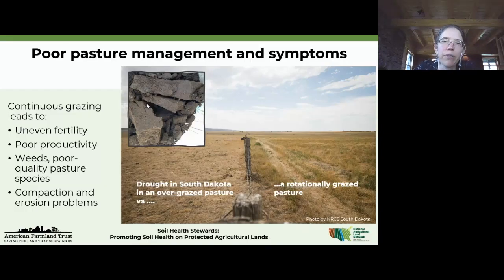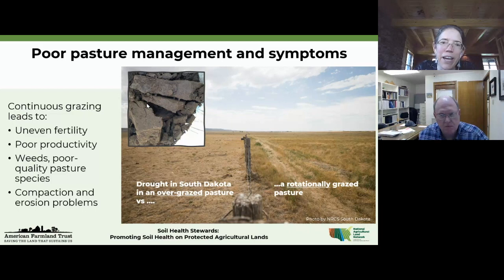Couple of words about pasture management, right? Grazing can be good for soil health, grazing can be bad for soil health, and it all depends on how it's managed. So continuous grazing, overgrazing, leads to uneven fertility, leads to poor productivity, because those grasses just can't grow anymore if they're continuously being grazed off as soon as they start to grow. Weeds can take over that are unpalatable to livestock. We get really poor structure in the soils, compaction, erosion issues, right?